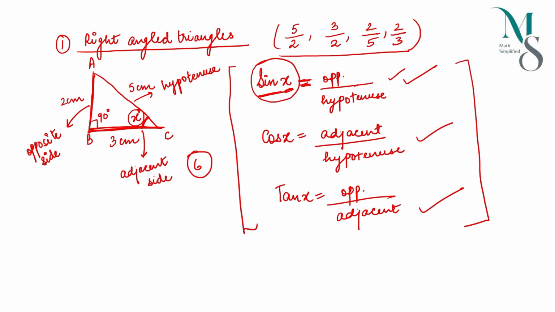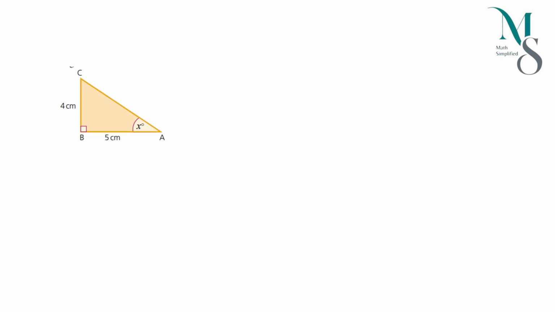Now let's solve this with the help of an example. Suppose we have a question, and you have to find out the value of x. We are given two sides of a right angle triangle. We know that the triangle is right angled, and we have to find the measure of angle x. What is 5 with respect to x? It is the adjacent side. And what is 4 with respect to x? It is the opposite side.